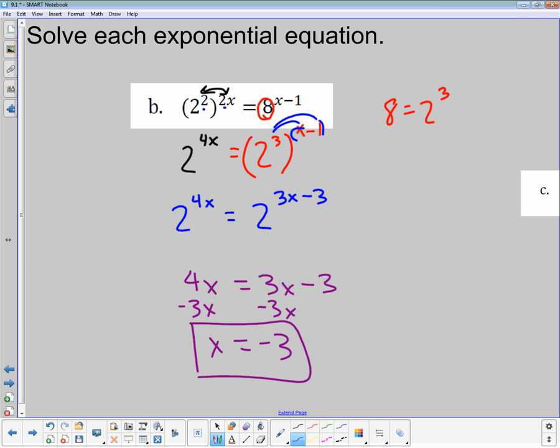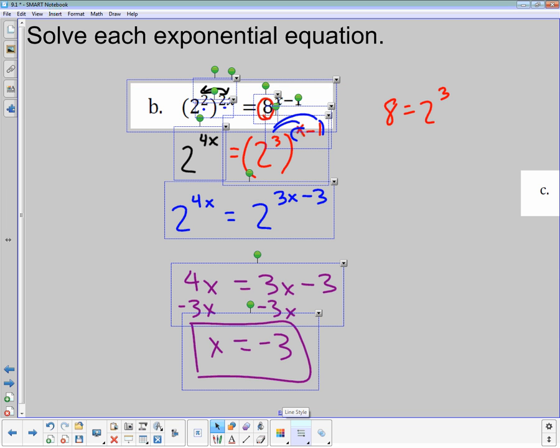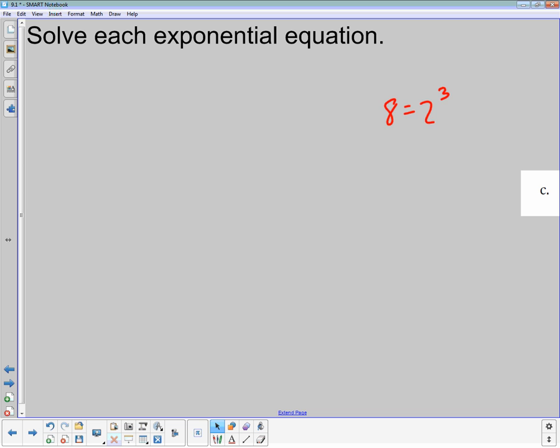And then one more example, and again in part C, they don't necessarily look the same, but let's see if there's a way that I can make them look the same. So the base on the left in part C is 4. Base on the left is 4.